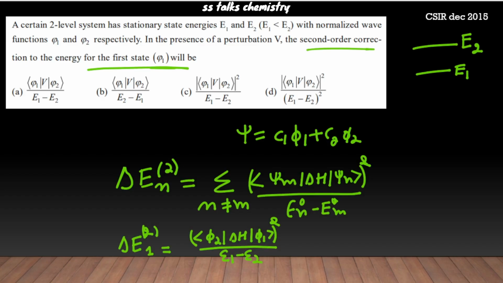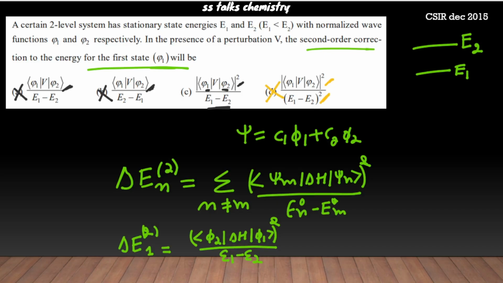Based upon this, if you see the options, here the square term is not included, so this can't be the one. Here also the square term is not there. This is incorrect. Here the square term is included, and the difference is E1 minus E2. But one difference you see is that here phi1 and then phi2 has been written, while in our expression we have written phi2 and then phi1. Okay, so we can consider this for a while. In option D, they have taken the square here also. This is also the incorrect one, right?